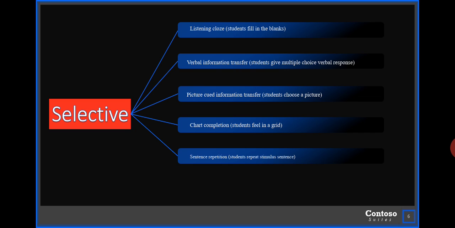For example, listening cloze. So students fill in the blanks. Verbal information transfer. Students give a multiple choice verbal response. The next is picture-cued information transfer. So students choose the picture based on what they have heard. The next is chart completion. The students fill in a grid. The next is sentence repetition. Students repeat the stimulus sentence.